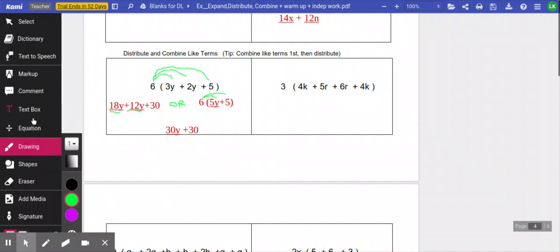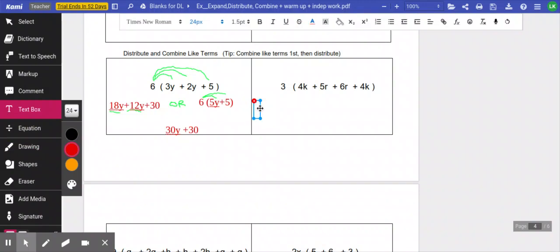Let's try one more. I'm going to use both strategies again, and you can use the one that you prefer. So the first one I'm going to use is distributing first. So 3 times 4k is 12k. There's a plus sign in the middle. 3 times 5r is 15r. 3 times 6r is 18r. And 3 times 4k is 12k.